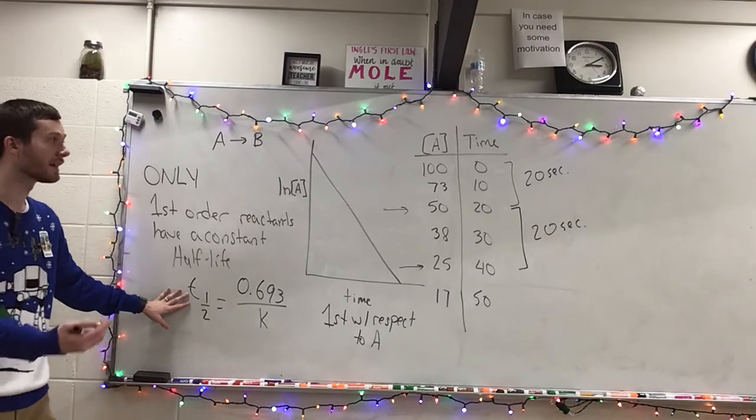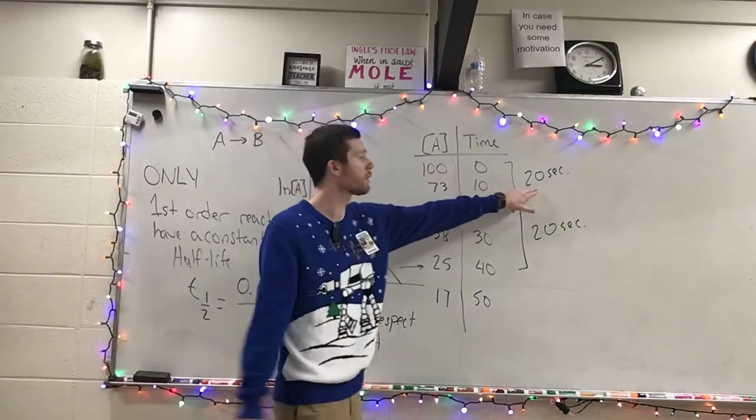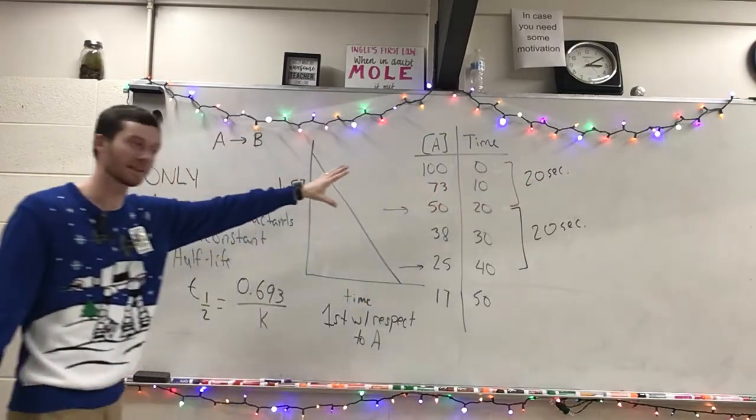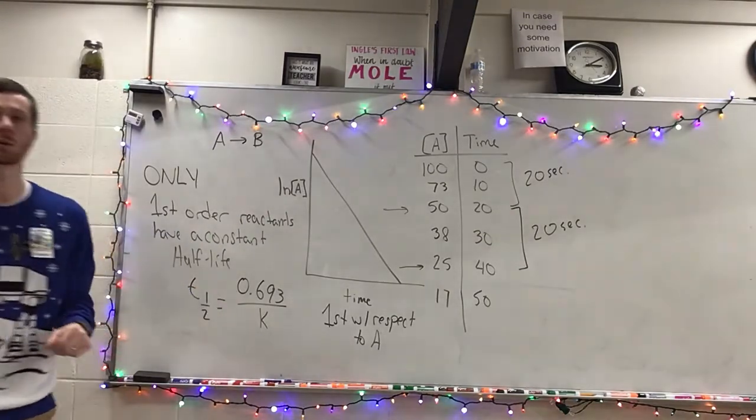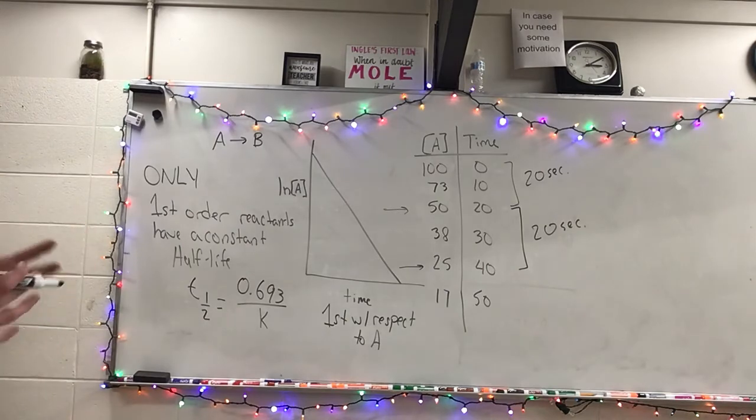Or you could go the other way. If you knew that it took 20 seconds for half of the products, or the reactants rather, to be consumed, you could plug a 20 in here and solve for K in order to find your rate constant. But either way, these are unique to first order processes.